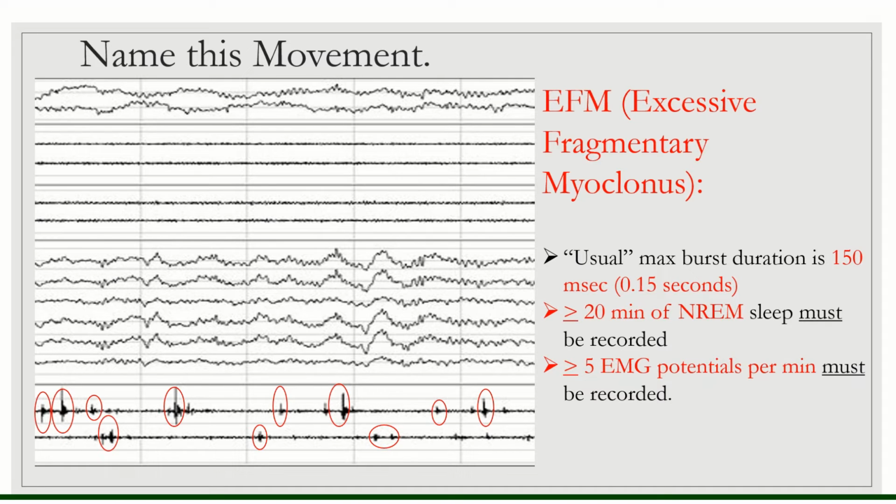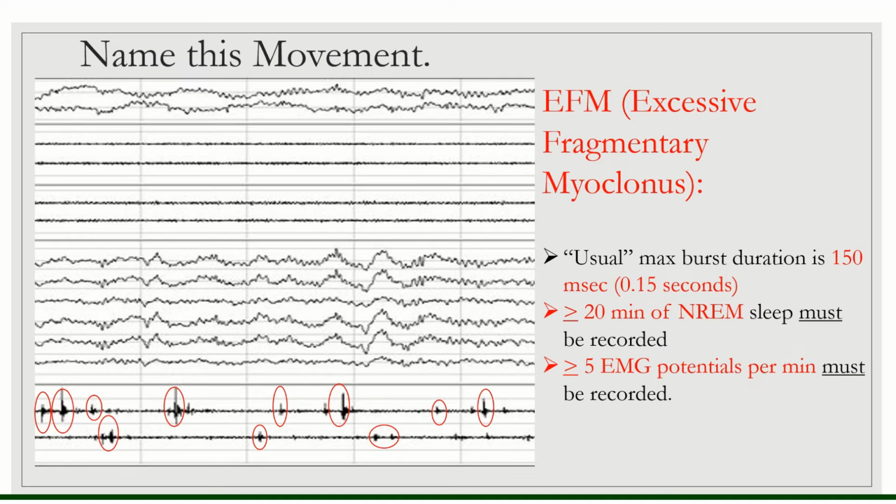At least we know that with a periodic limb movement, it has to be at least half a second. This is like 0.15 seconds. It's not even a quarter of a second. So they're really, really quick. And this is the maximum burst, the usual maximum. So it could be very, very quick.